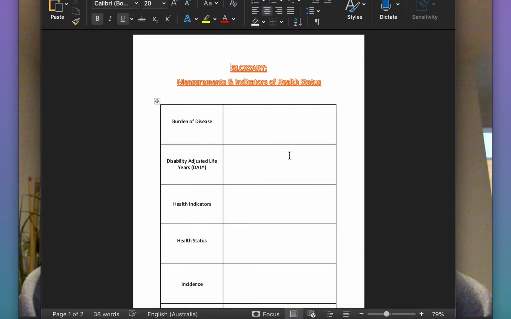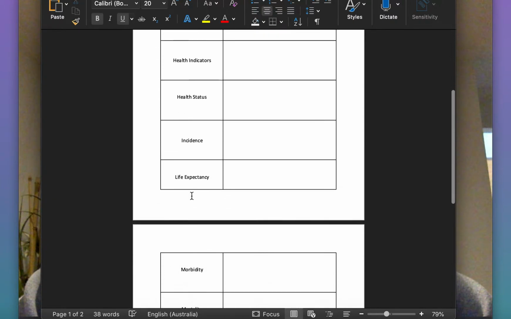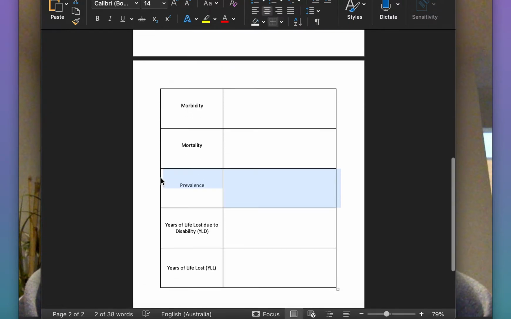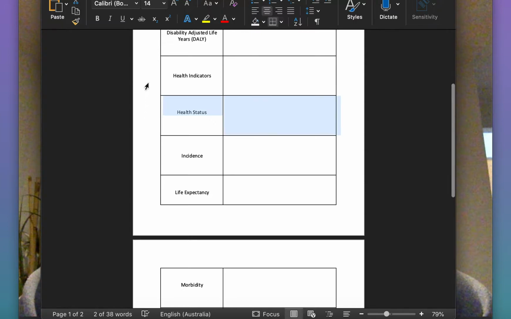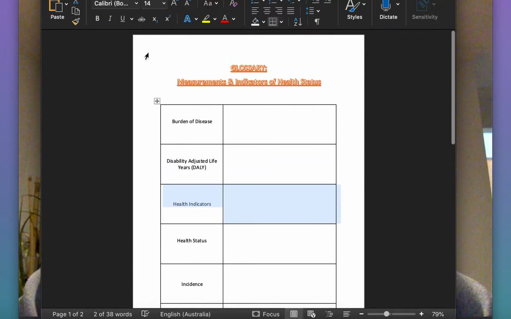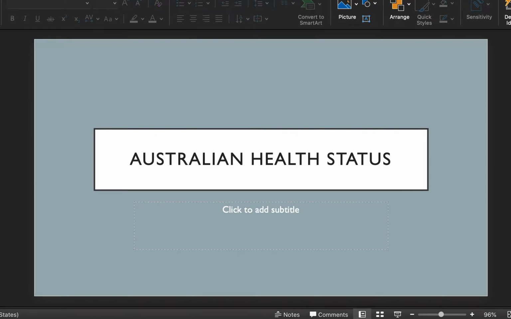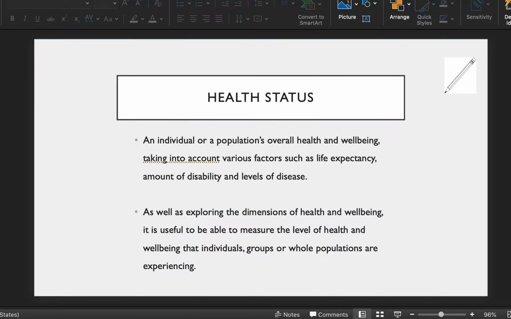So here's the glossary: burden of disease, disability adjusted life years, health indicators, health status. There's a few like life expectancy and prevalence, health status, health indicators that you'll be able to fill out today, and the rest of them might come in Wednesday and Thursday's lesson of this week. So let's get started. As I go through this PowerPoint, there's a few little tasks that you're going to be required to complete, as well as taking some notes. And if you take those notes on Microsoft Word, that might be the easiest way to upload at the end of this session. So, the Australian health status.